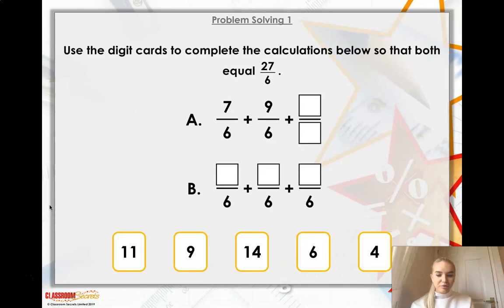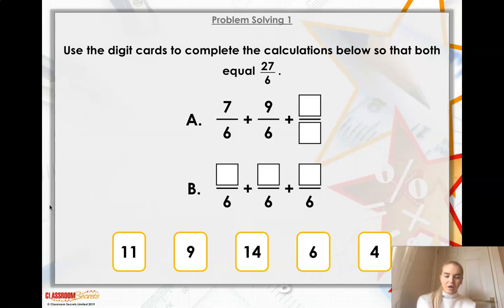We are going to look at some problem solving and reasoning questions together before you head off to your final independent task of this session today. So this question says, use the digit cards to complete the calculations below so that both equal 27/6. Now we can only use the digit cards available, so let's work through them together.